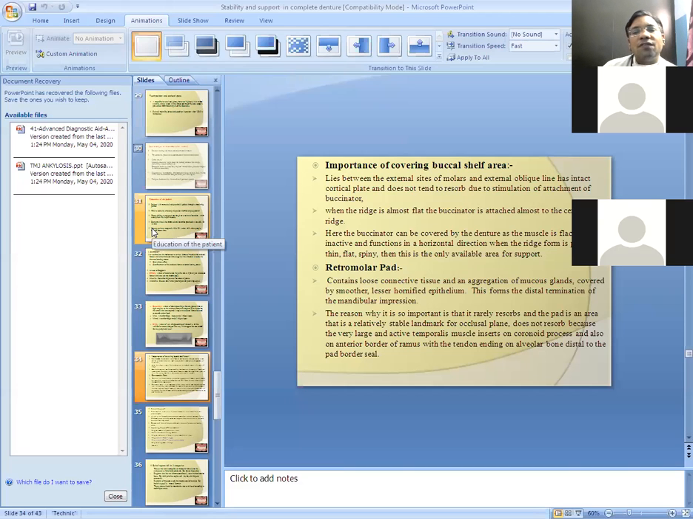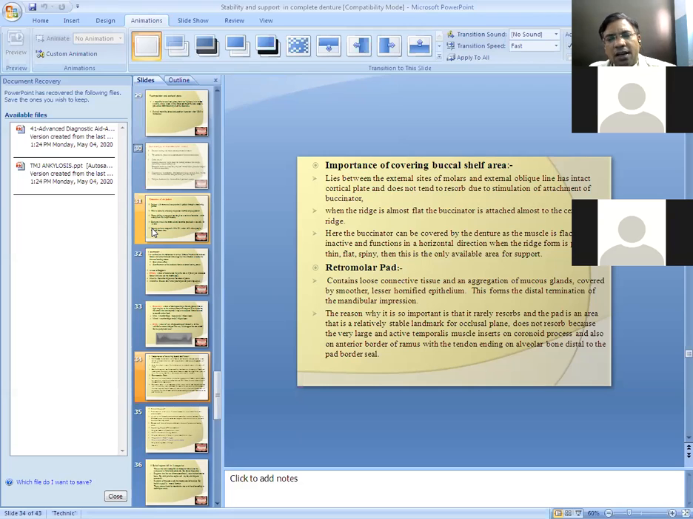So what are the factors that affect the support? What is the importance of covering the buccal sulci area? The buccal sulci area lies between the external site of the molar and the external oblique line, has an intact vertical plate, and does not tend to resorb due to stimulation of the attached buccinator. Why do we call it a primary support area? Because this area doesn't resorb, because of stimulation of the buccinator muscle.